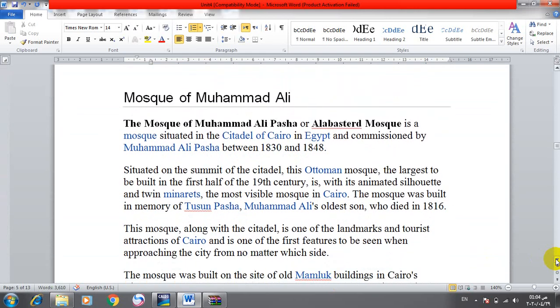Now, ladies and gentlemen, we come to the end of today's lecture. Thank you for your attention. Next time, we will discuss the Mosque of Muhammad Ali as an illustrative example, كمثال توضيحي للآثار الإسلامية في الأوتومان period أو في العصر العثماني.